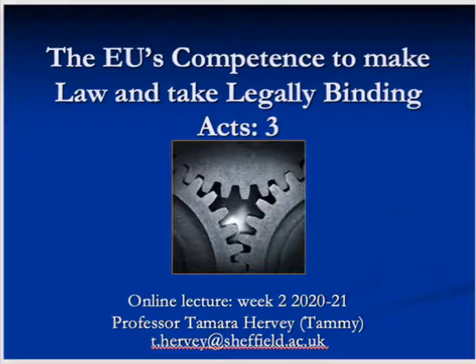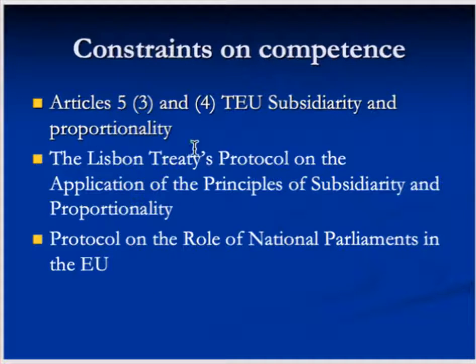So finally, we need to look at the constraints on competence, in particular the principles of subsidiarity and proportionality. Now, these are found in Article 5(3) and 5(4) of the treaty. So I'm just turning to the relevant part, and you will want to do the same. So this is the Treaty on European Union.